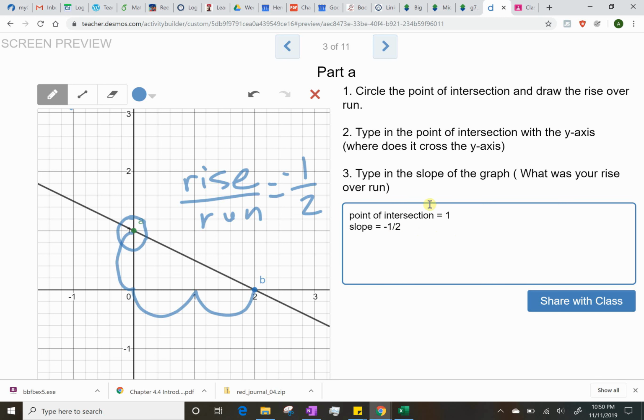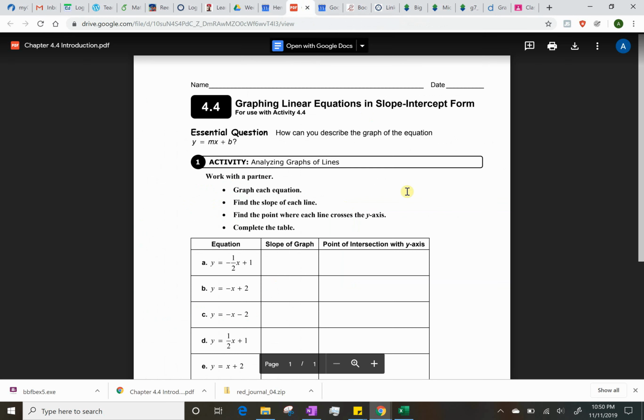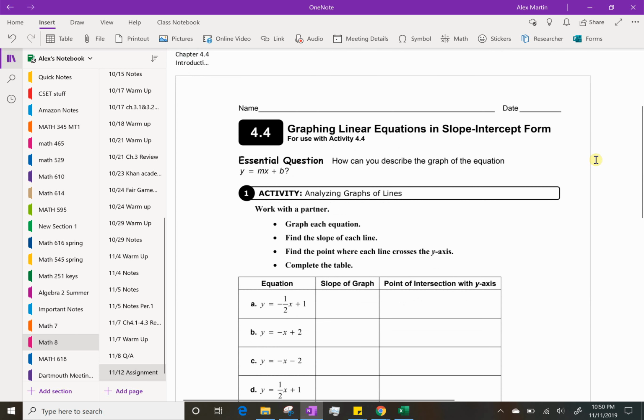And that's it. Now, once you figure out what the point of intersection is, which we just figured out to be 1, and the slope, what I want you to do is I'm going to hand out this, no, wait, moment. I'm going to hand out this worksheet.